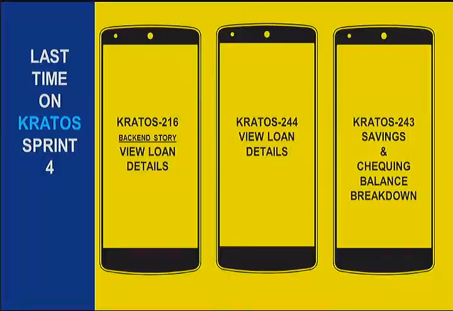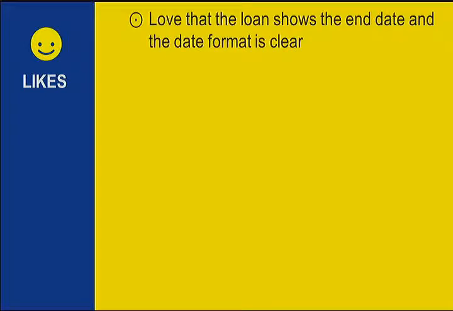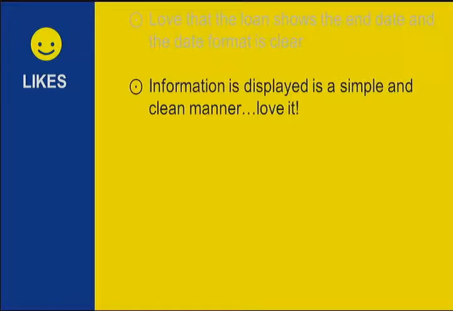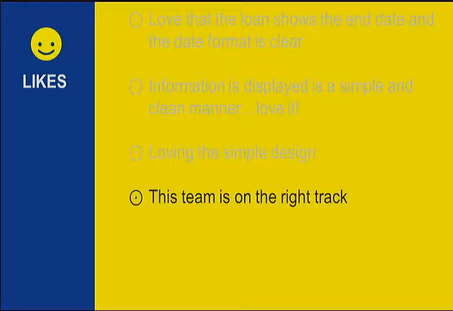Now, just to review what we did in the last sprint, we did the backend story for the view loan details. We also did the functional story for view loan details and the breakdown for savings and checking balance. In terms of the feedback we received, what was liked: they love that the loan shows the end date and the date format is clear. Also, the information was displayed in a simple and clean manner. They loved the simple design, and they think that we as a team are on the right track.